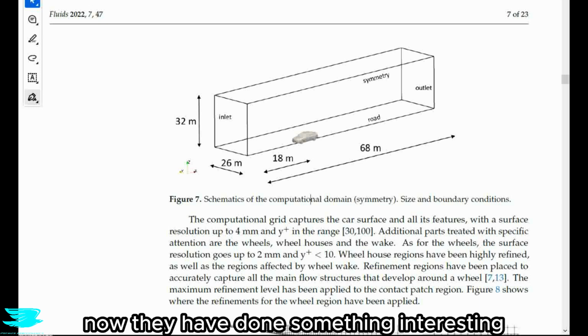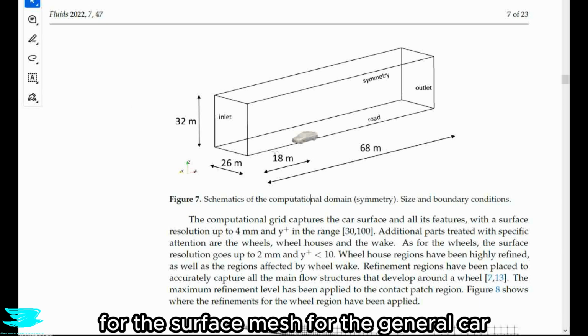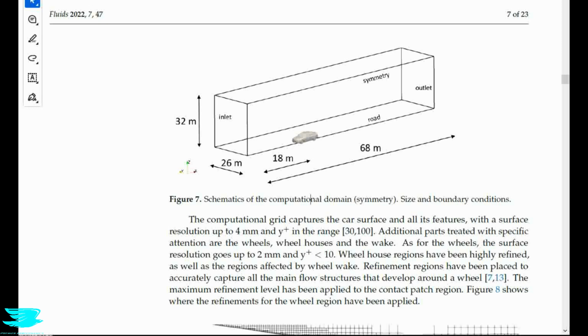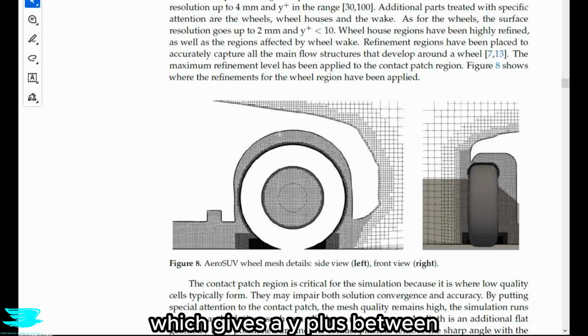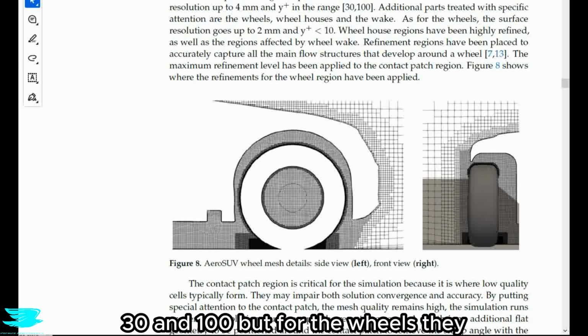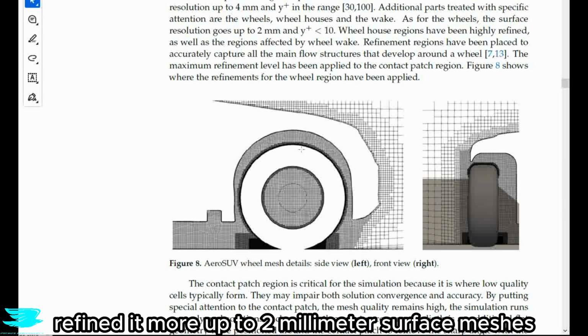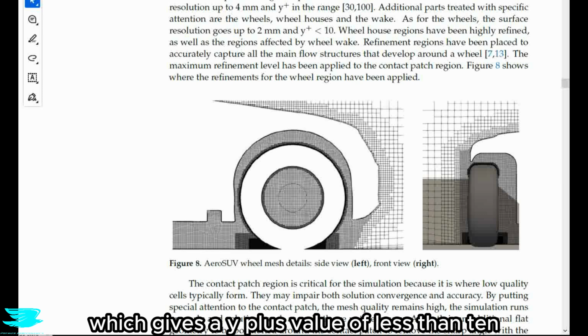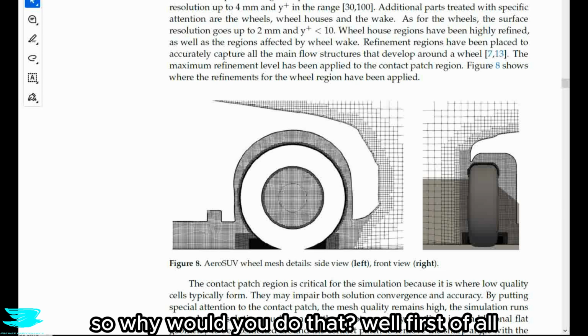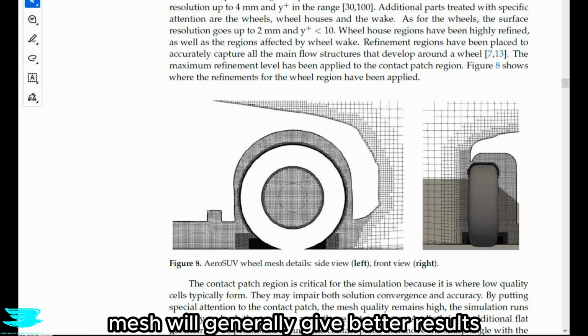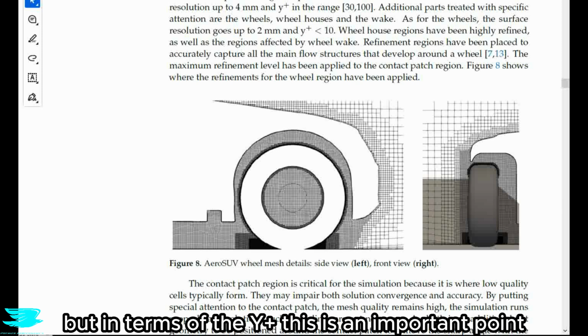Now, they have done something interesting for the surface mesh for the general car. They say that they have a surface resolution up to 4 millimeters, which gives a Y plus between 30 and 100. But for the wheels, they refine it more up to 2 millimeter surface meshes, which gives a Y plus value of less than 10. So why would you do that? Well, first of all, a more refined mesh will generally give better results, but in terms of the Y plus, this is an important point.